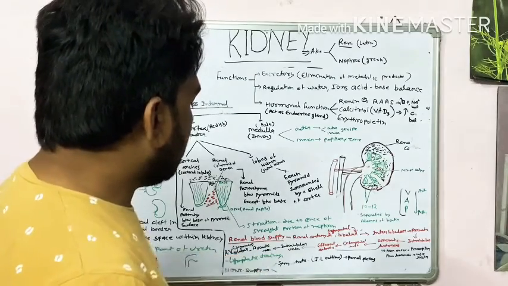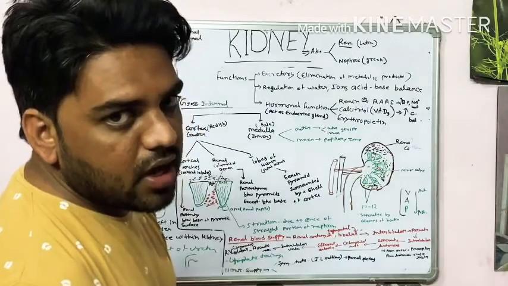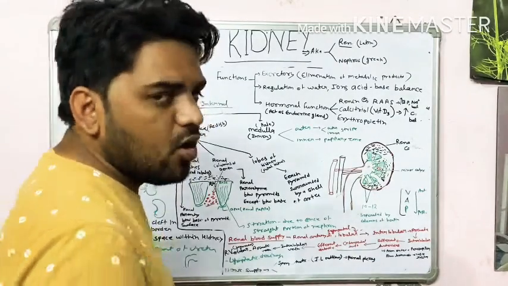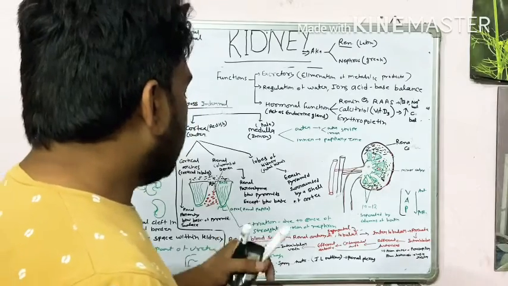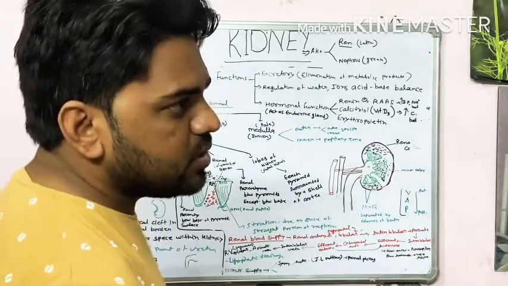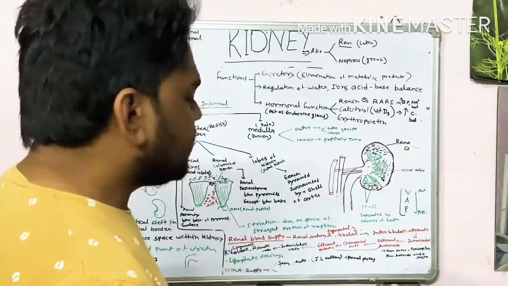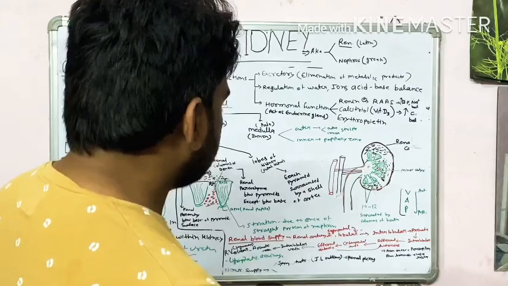The lymph nodes around the kidney are para-aortic lymph nodes. Nerve supply: the kidney is supplied by sympathetic and parasympathetic nerves, but parasympathetic function is uncertain.